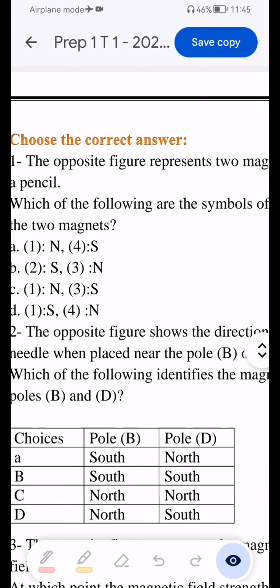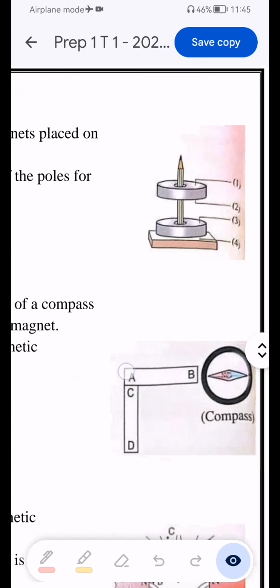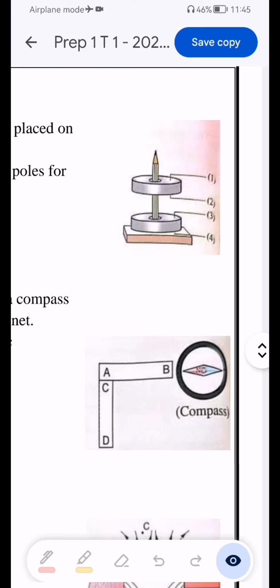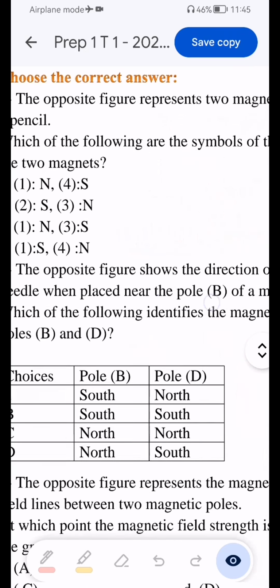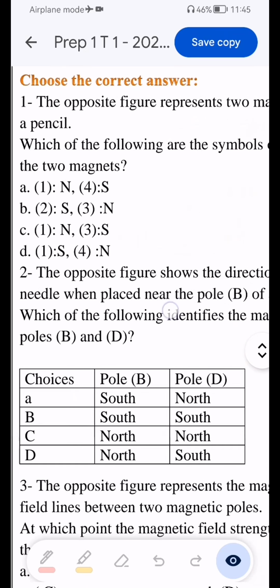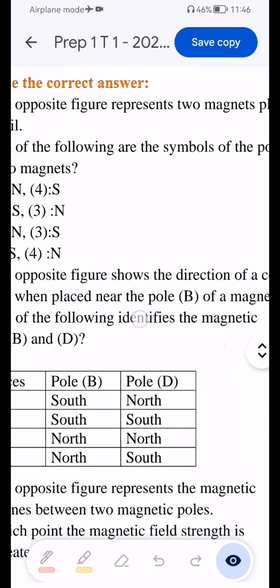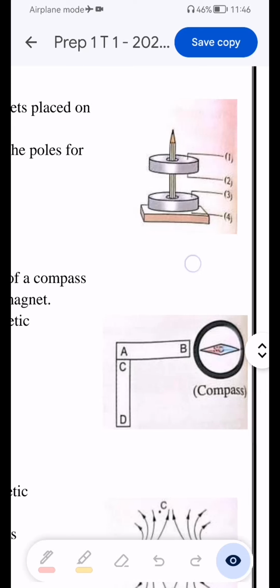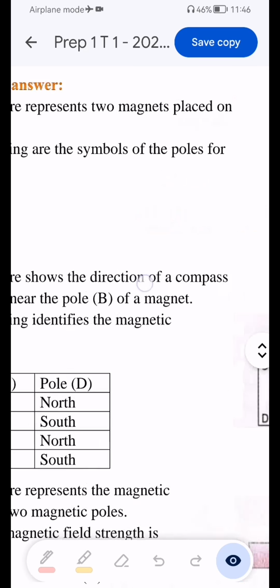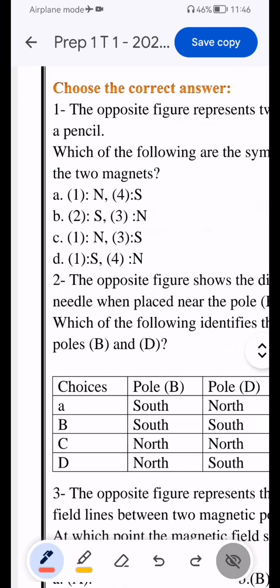Number B: 2 is south and 3 is north. Look at this, 2 and 3, there is repulsion between them, so they have the same pole. So it's wrong. Number C: 1 north and 3 south. Look at this. If we put 1 north, 2 will be south, and there is repulsion between 2 and 3, so 3 will be south also. So it's a true choice.